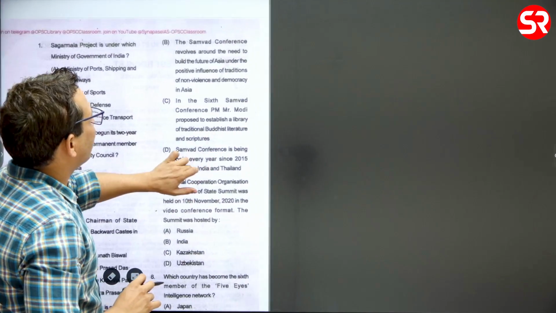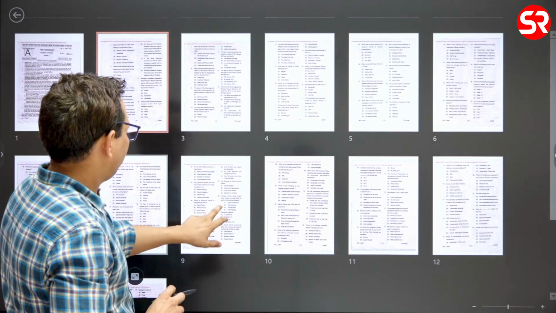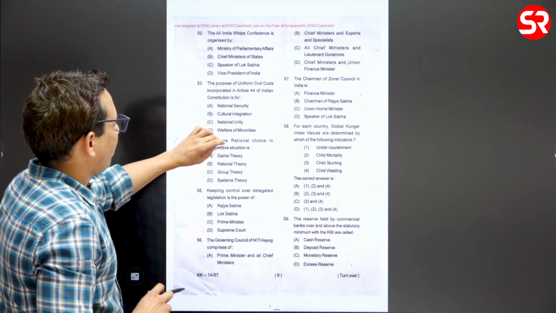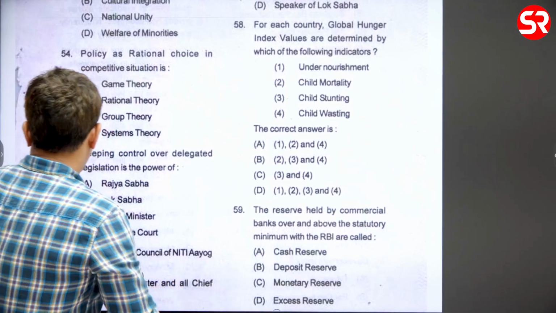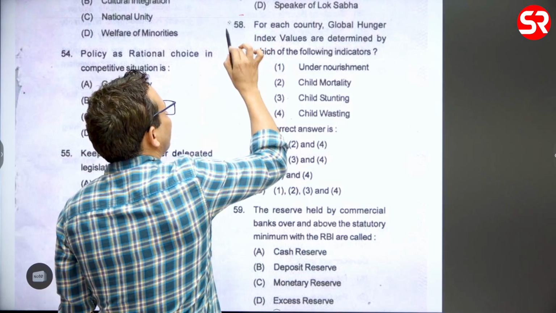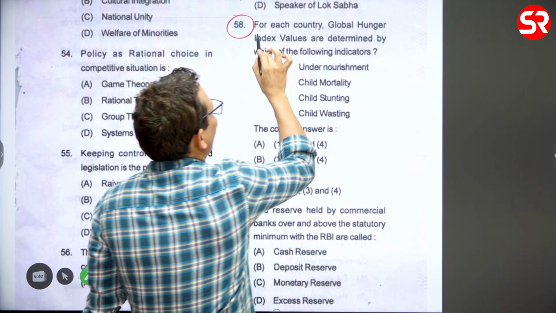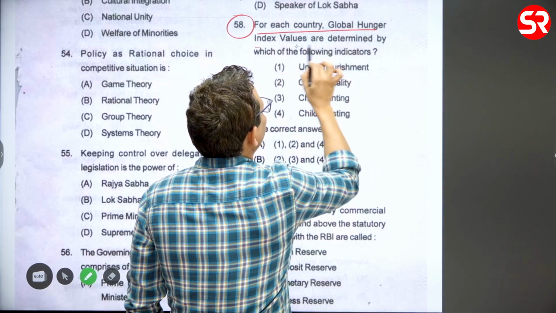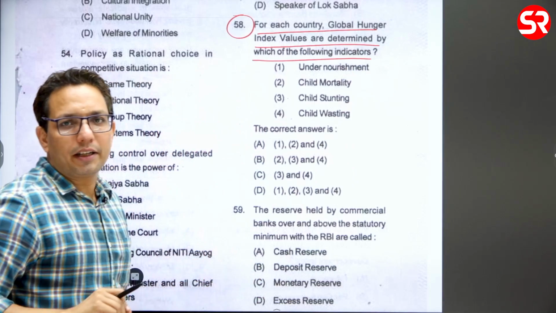Let's continue with the further questions. Now we move to question number 58. Question number 58 is, for each country, global hunger index values are determined by which of the following indicators?